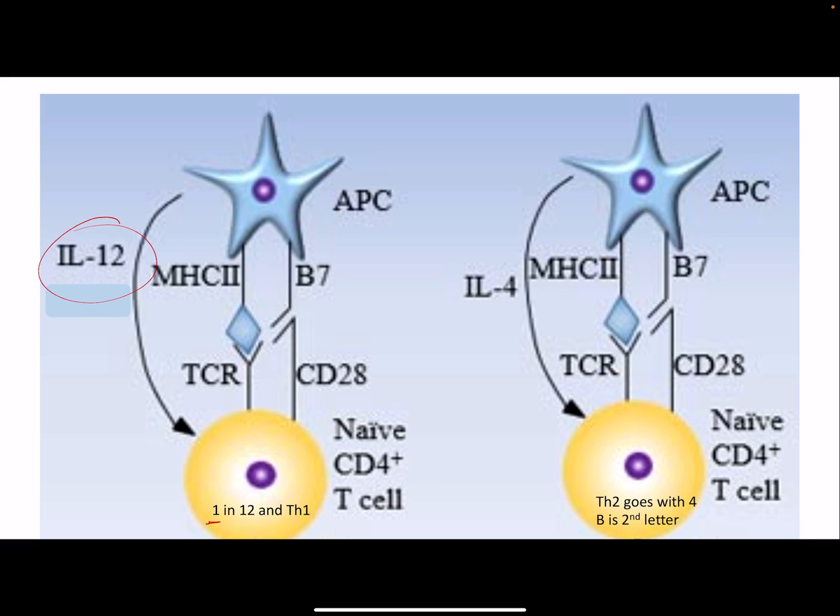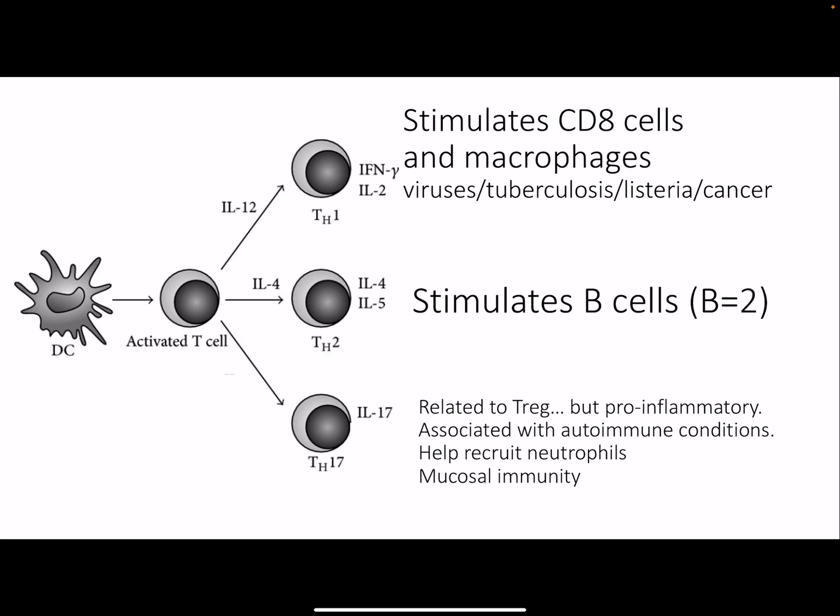I think of the 1 and 12 goes with Th1. And then IL-4, I don't know, this kind of stinks. But I thought Th2, 2 and 4 kind of go together. Which makes more sense as Th2 is associated with the second letter of the alphabet. This is a B cell. So Th2 is a B cell response, and Th1 is going to be our cell-mediated response for the most part.